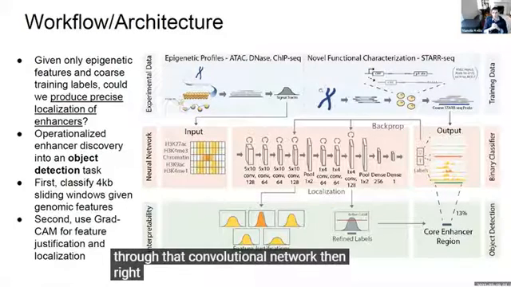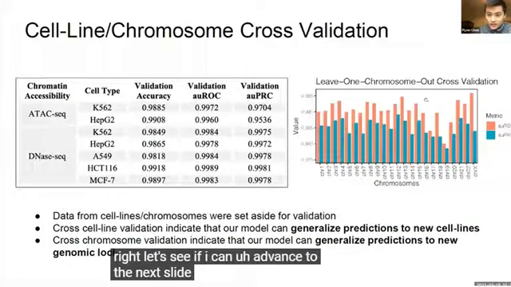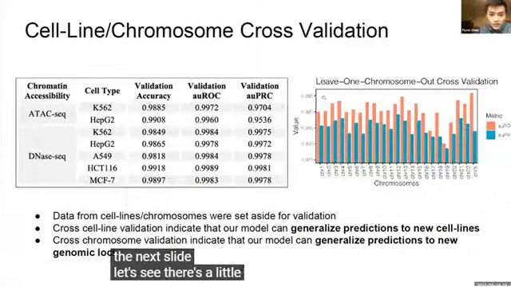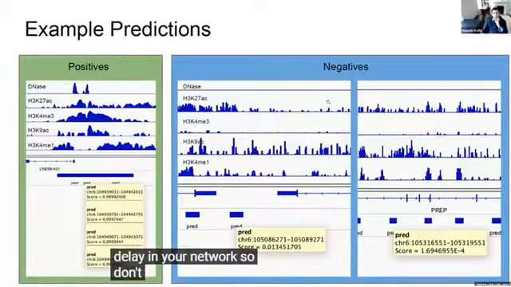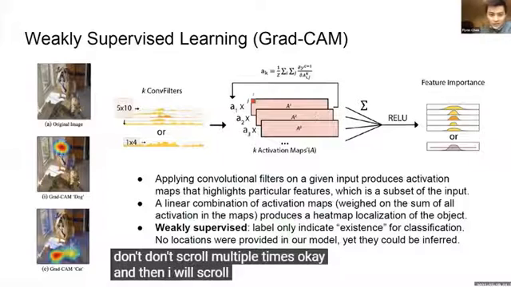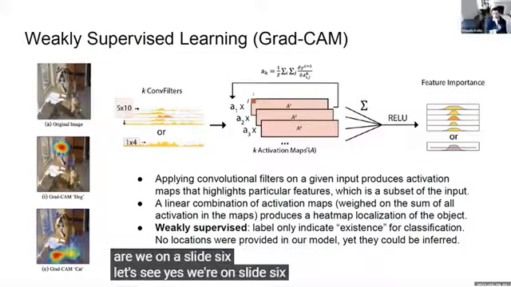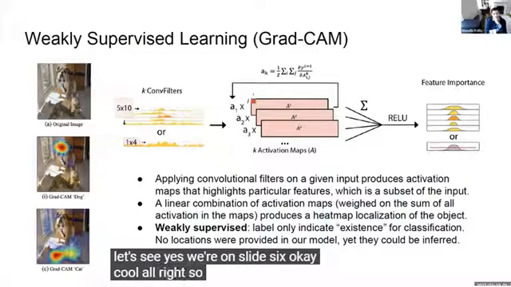Continue, Flynn. Right. Let's see if I can advance to the next slide. There's a little bit of a delay in your network, so don't scroll multiple times. Okay, just tell me when to scroll, and then I will scroll. Okay. All right. Are we on slide 6? Yes, we're on slide 6. Okay, cool. All right.